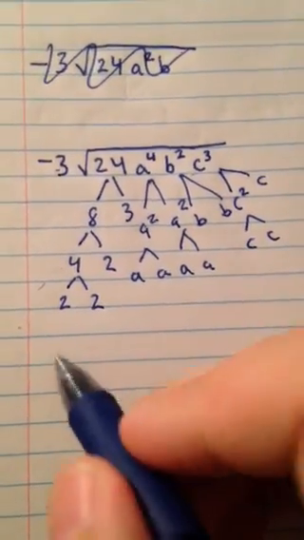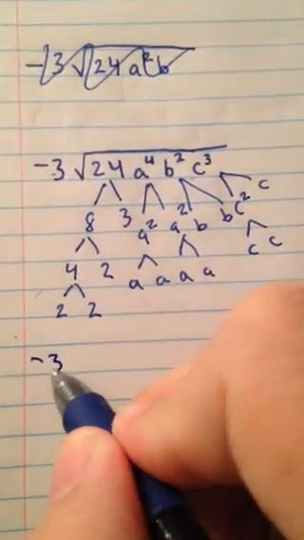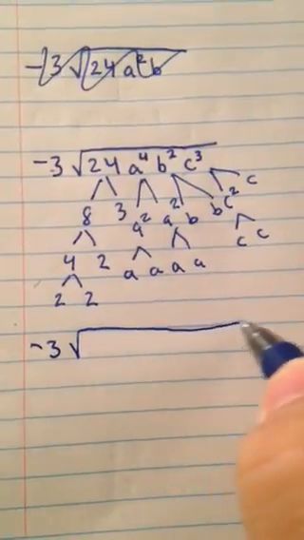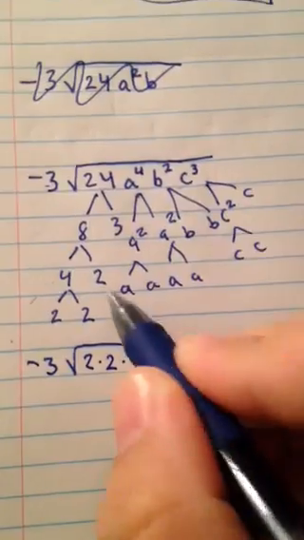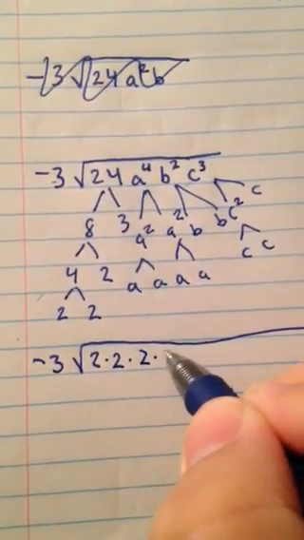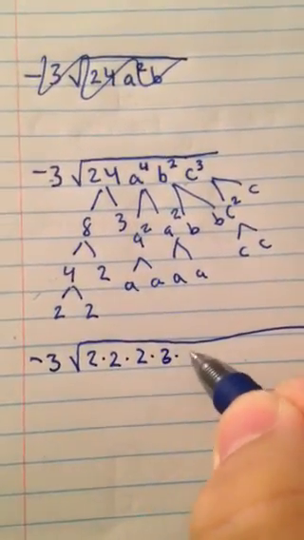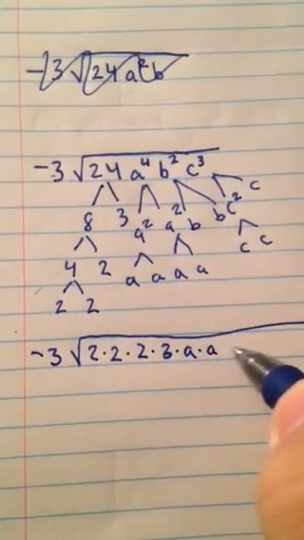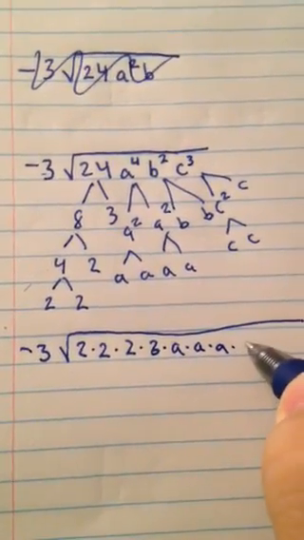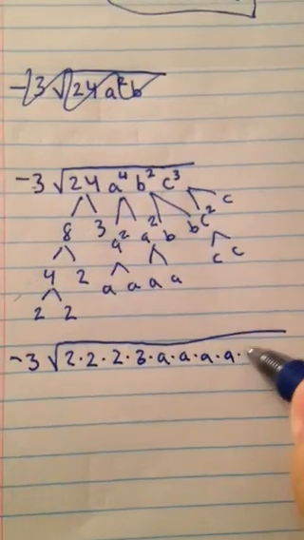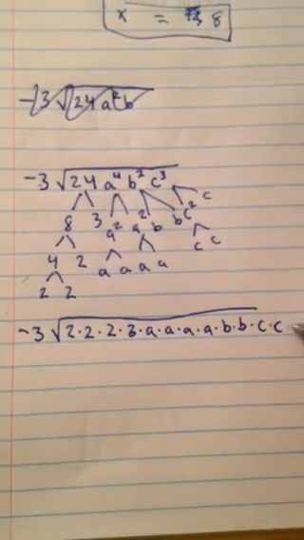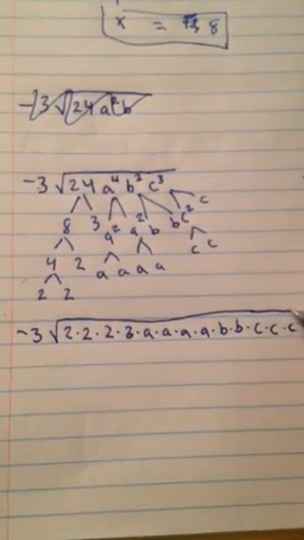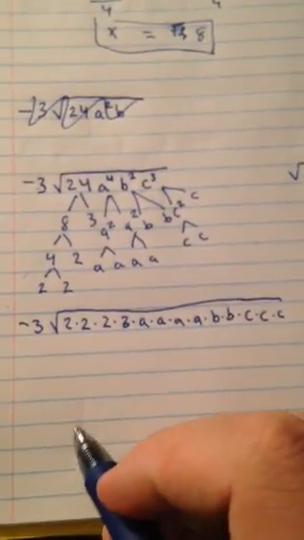Alright, that's a lot. So if we rewrote this, it would be 2 times 2 times 2 times 3 times a times a times a times a times b times c times c times c. It's a lot. Okay, so this is like a buddy system.